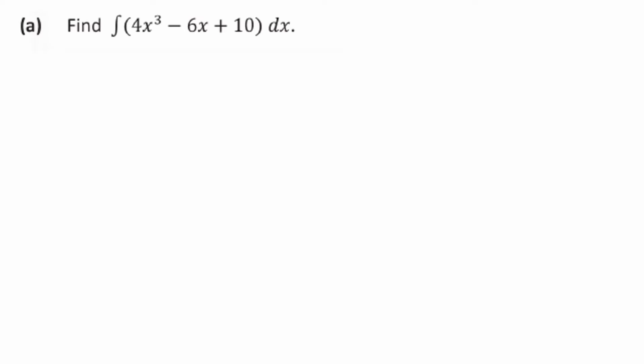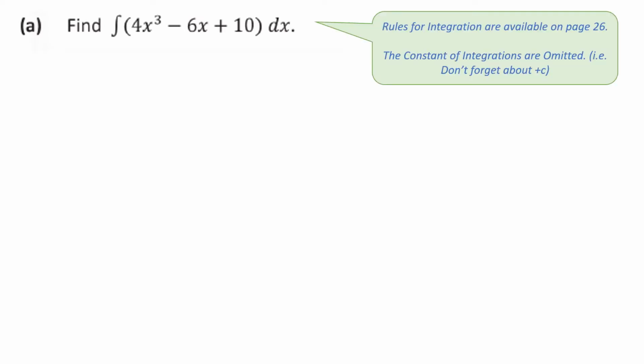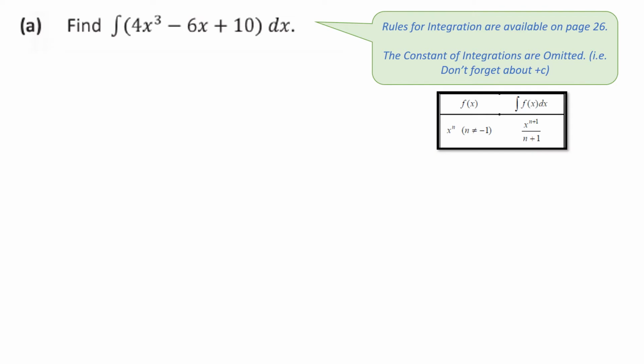So now what we want to do is to use our rules in our log tables. Just be really careful. In the log tables it tells us that the constants of integration are omitted. That is, when we're doing an indefinite integral like this, it's important that we add the plus c to the end. So the rule is that we add 1 to the power and then divide by that new power. This is what we get.